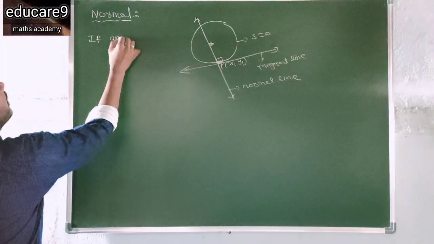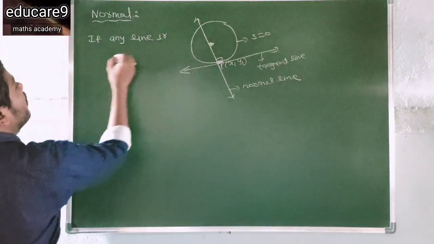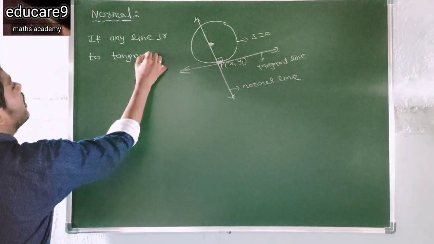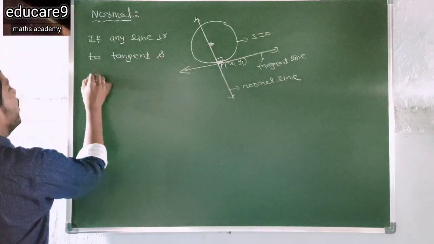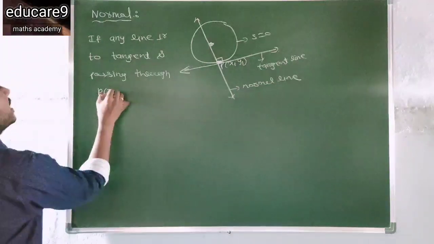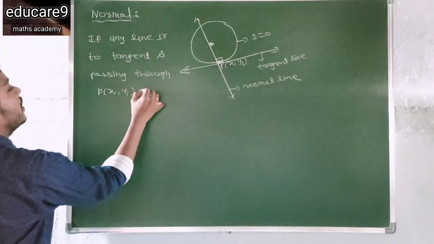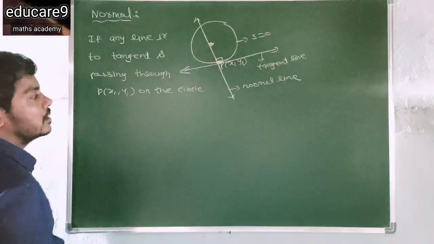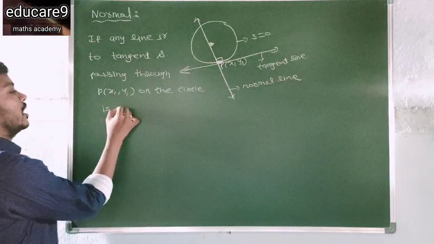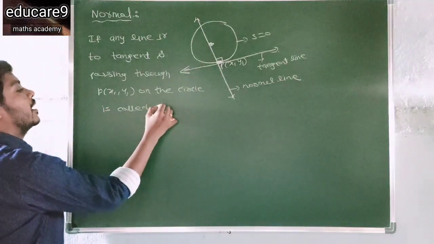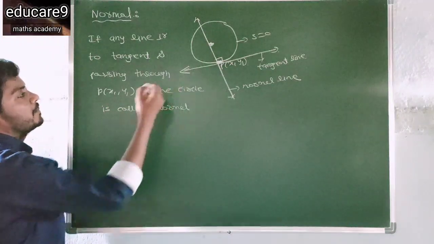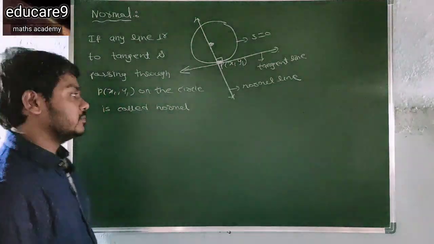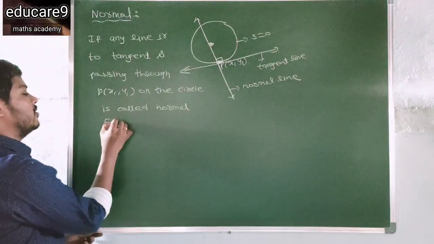If any line is perpendicular to the tangent and passing through P (x1, y1) on this circle, it is called the normal. Okay. This is the definition of the normal. Next one, equation of the normal.